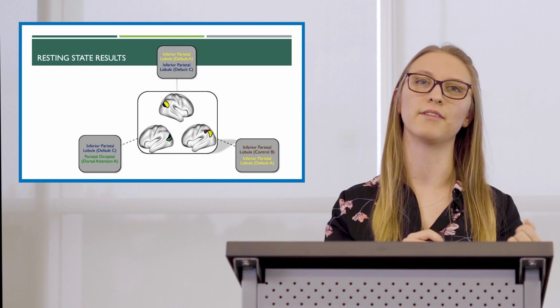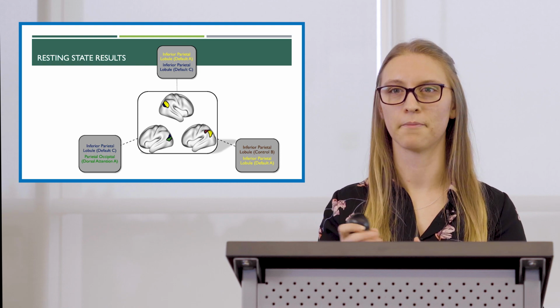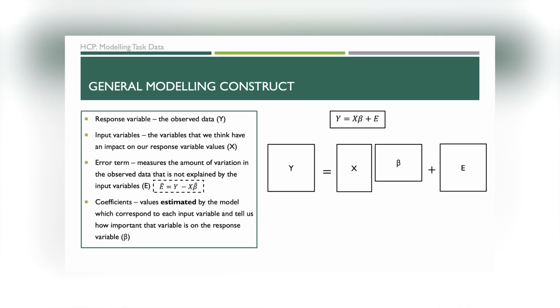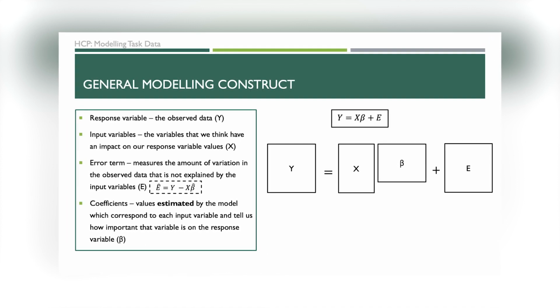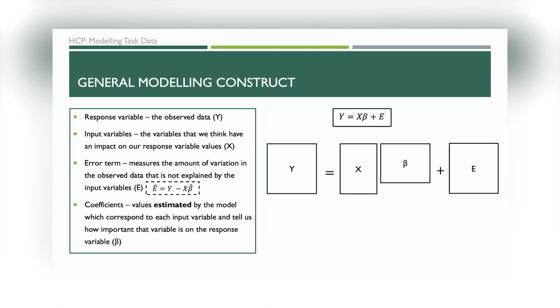And now I'm going to talk about the task model and bring it back and compare it after. So before I talk about the specific task model for my data set for Phyllis completing the motor task, I want to talk about the general modeling construct. So in general, we have a response variable. That is our observed data. That's our measurements, any type of observed data. So for us, it's those bold values.